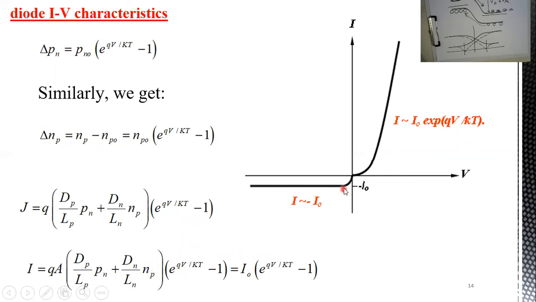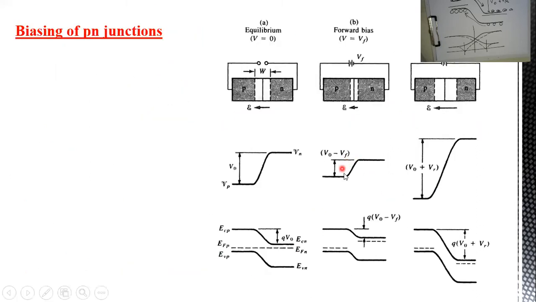Second, we have the reverse condition. Whenever the voltage is negative, reverse, then you have a very, very small current flowing in the PN junction, which is a reverse current due to the minority carriers. Then we go to the forward condition. In the forward condition, we have 2 cases. When V is smaller than V naught, which is this case, you have current, but the current is very, very small, because you still have a barrier, like this case, you still have a barrier, as you can see.